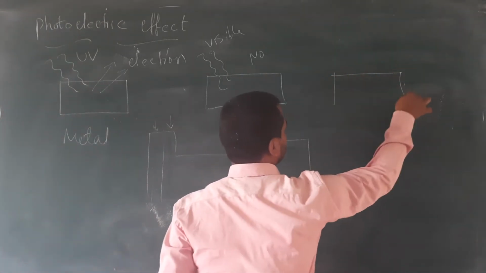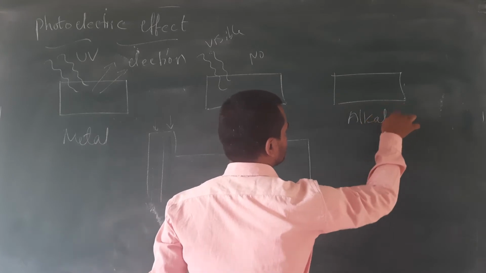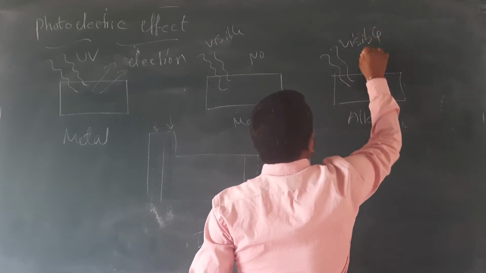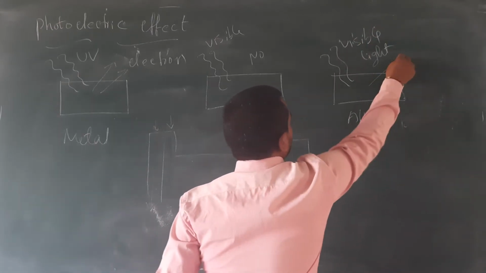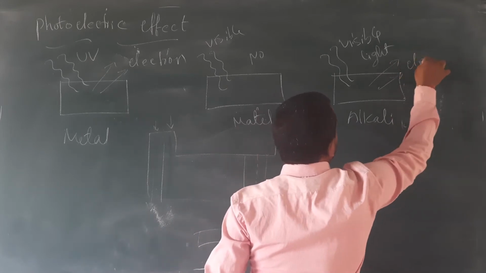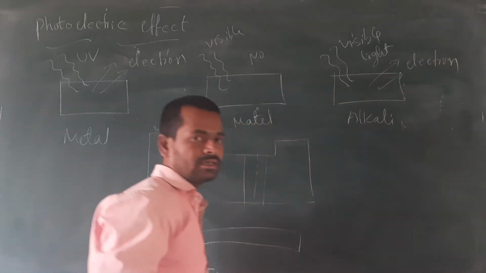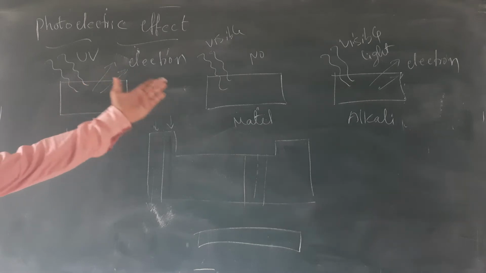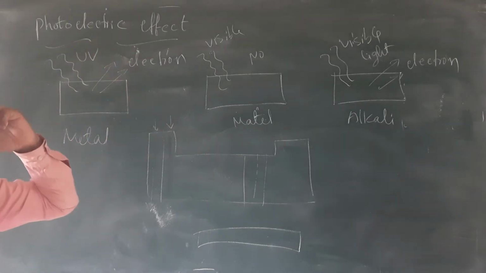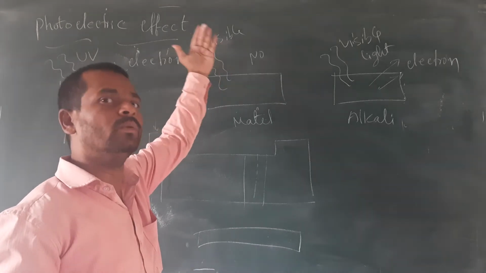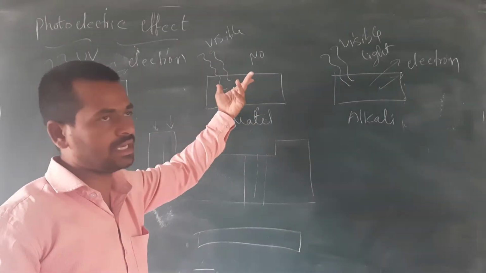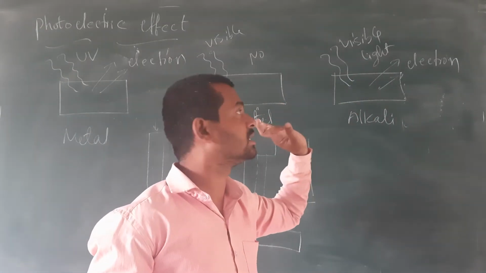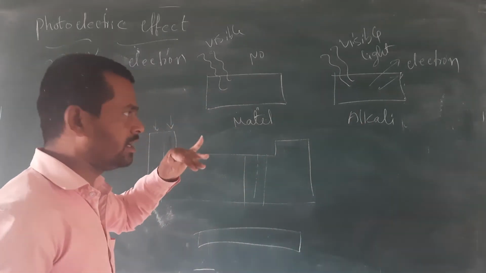But if you take alkali metals and allow visible light, then electrons are emitted. So for UV rays, any metal you use produces electrons. But if you use visible light, for ordinary metals no electrons will be ejected, while for visible light, alkali metals can produce electrons. So like this. Next, the more important diagram.